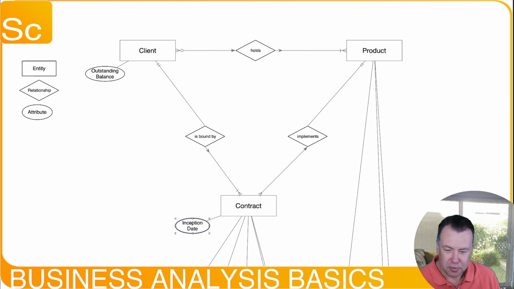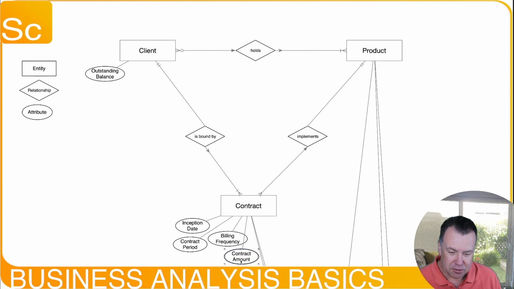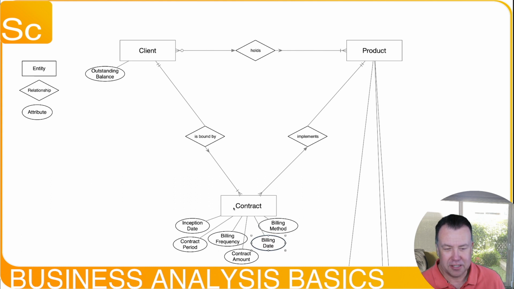For a contract, we need to know various things: the inception date, what is the term of this contract? What is the contract period? How often do we bill? What amount do we bill? What billing method do we use? Is it a credit card? Is it PayPal? Is it debit order? What date do we bill on? And so on and so on. So there's a number of attributes that we need to know about this contract.